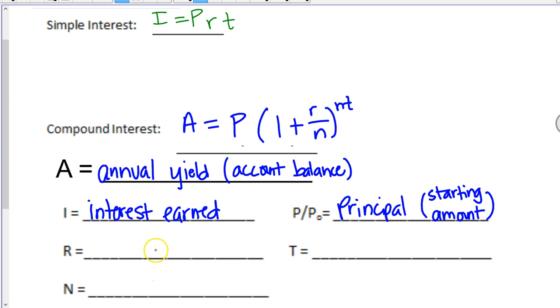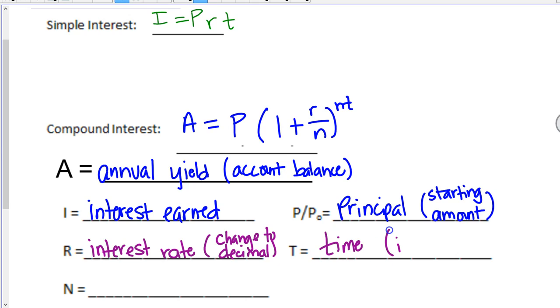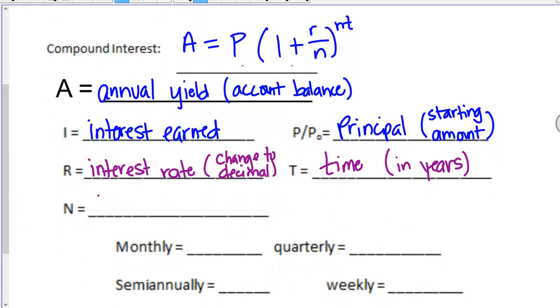R is your interest rate, and you do want to make sure that when you're using the formulas you change it to a decimal. T is time, and that's always in years. And then N is the number of times compounded per year.